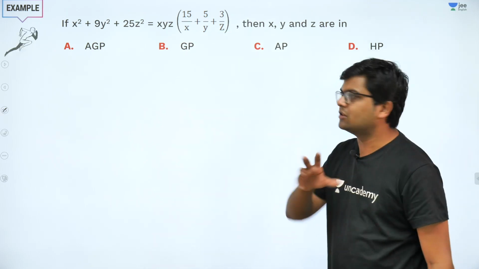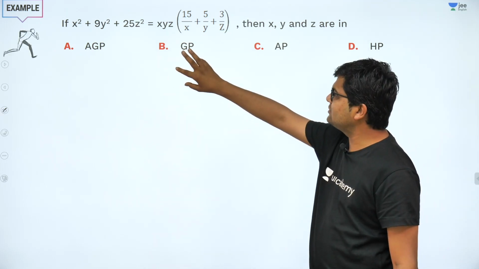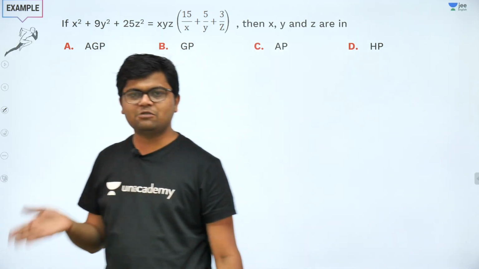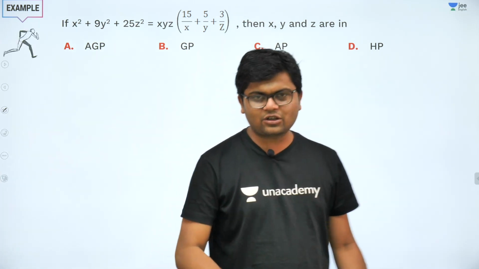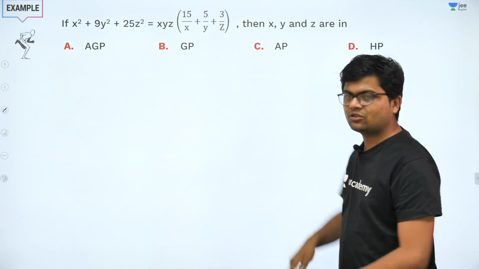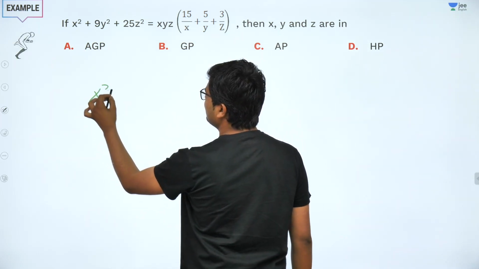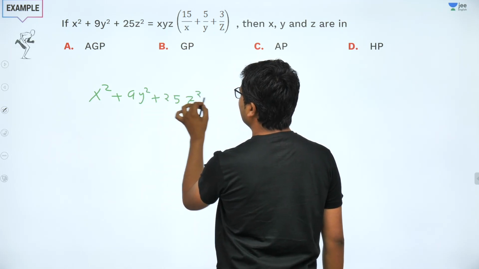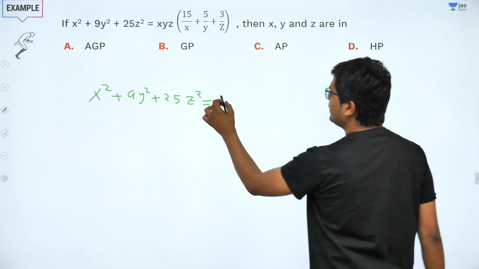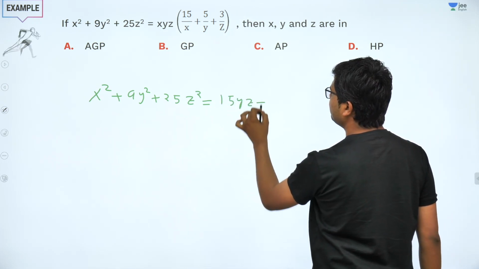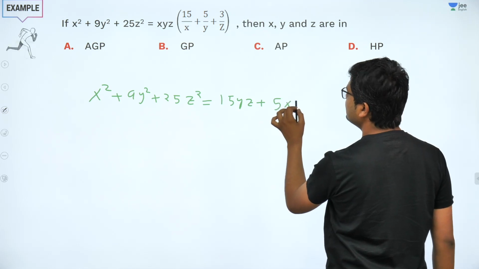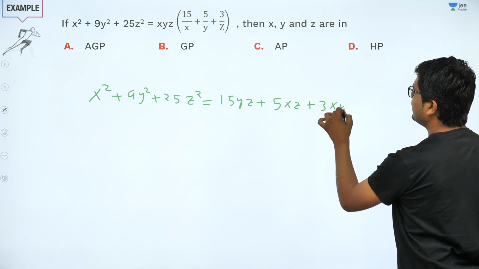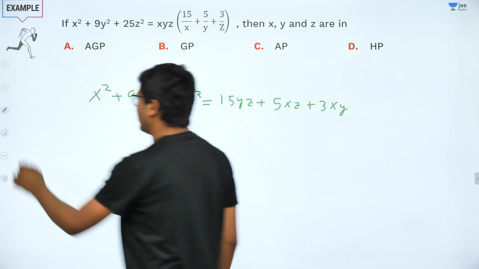This is also a fundamental question. x square plus 9y square plus 25z square is equal to this term. Then we need to tell that x, y, z are in which sequence? AP, GP, HP, AGP. What is the sequence? So first of all, what we will do, we will multiply this by xyz. So this expression will become x square plus 9y square plus 25z square is equal to 15yz plus 5xz. Y cancels out. Very good. Plus it will become 3 times xy. So that will be the expression that I need to solve.